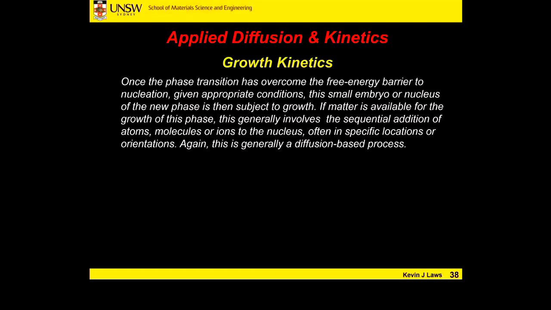And this will often occur in very specific locations or orientations. Again, this is generally a diffusion-based process. Atoms have to move from point A to point B to rearrange themselves to generate the new phase, or transit from one state to the next. So generally this is an atom by atom process. It can happen very quickly, or it can happen quite slowly in an ordered way.